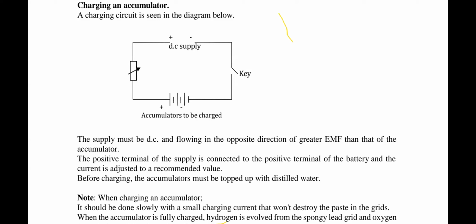You get it? Yes. Now, when we connect it, the current is going to flow in the opposite direction of the greater EMF than the battery that you placed. That's why you connect the negative terminal of the power supply to the negative terminal of the battery, and the positive terminal of the power supply to the positive terminal of the battery. Do you get it? Yeah.